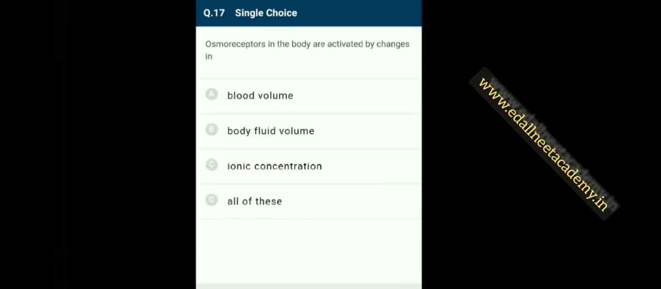Osmoreceptors are sensory receptors that detect changes in osmotic pressure and assist in maintaining fluid balance in the body. These are spread out in the kidneys and hypothalamus of the body. They play an important role in homeostasis; changes in the blood volume, ionic concentration and body fluid level trigger these receptors for response. So the answer is option D, all of the above.